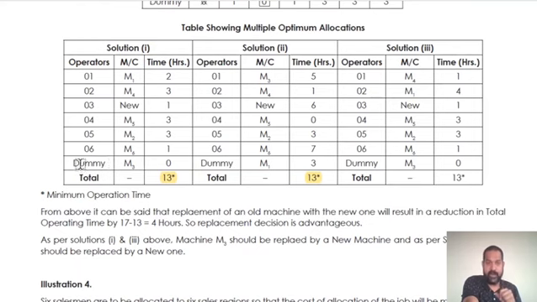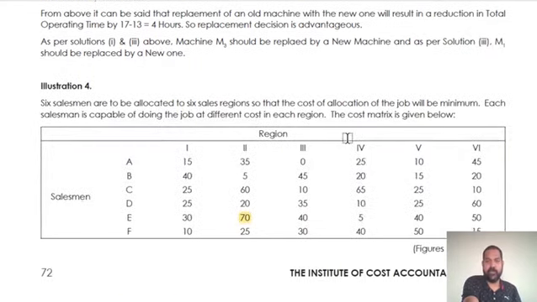In the first one, the dummy is going to M3, which is my solution. So they are saying remove M3 and put the new machine in that place, or the second solution, the dummy is going to M1. So remove M1 and put the new machine. Or in the third solution, the dummy is going to M3, which is what we said already. Remove M3 and put the new machine, which is what they are saying.